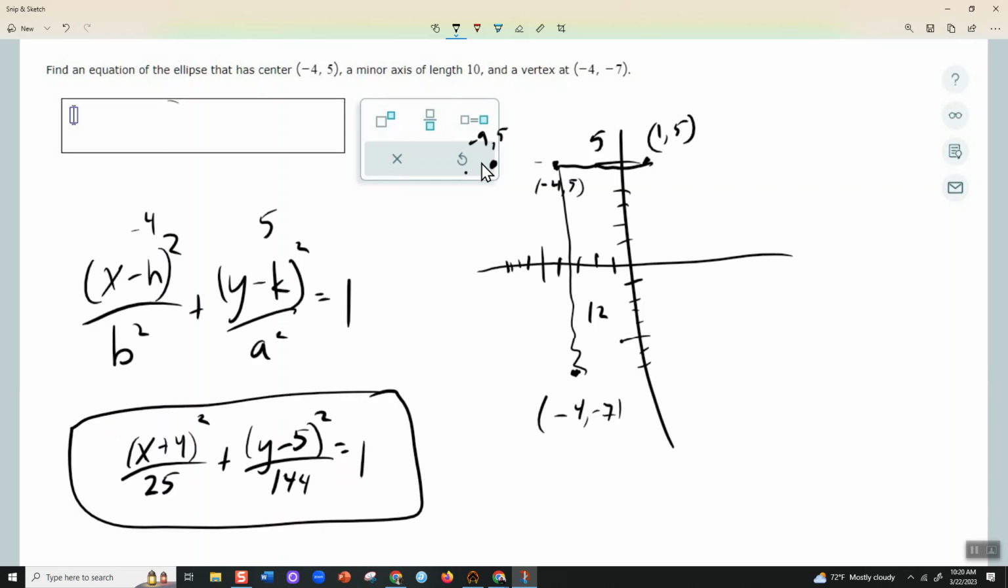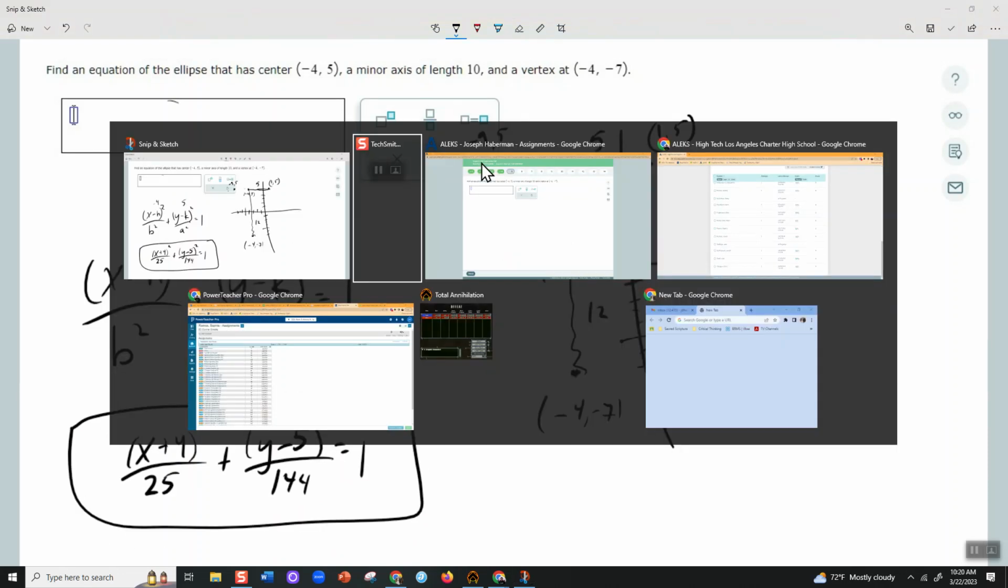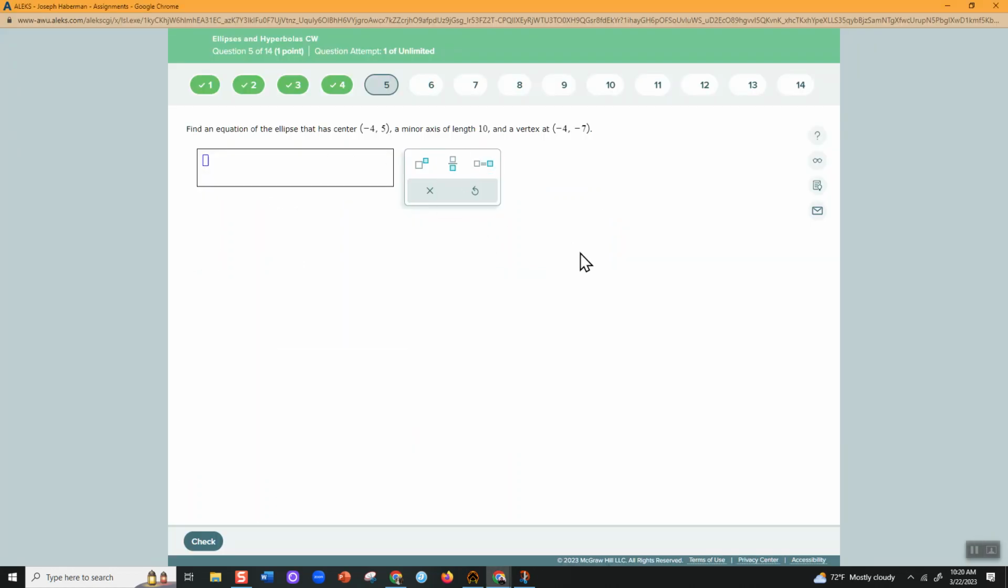Let's just go ahead and plug that in and make sure we are correct. These are kind of a pain to type in. X minus 4. Is it negative 4 or positive 4? Positive 4, darn it.